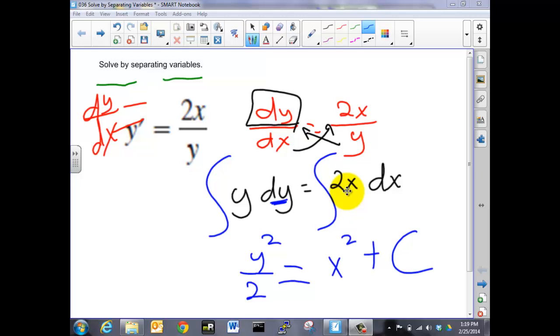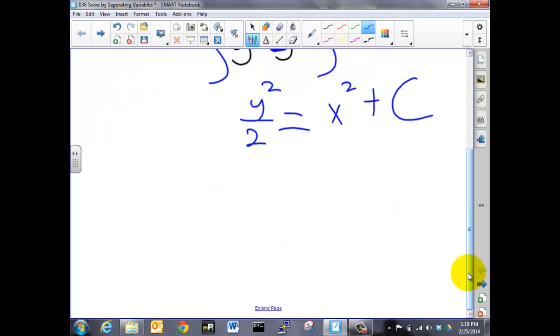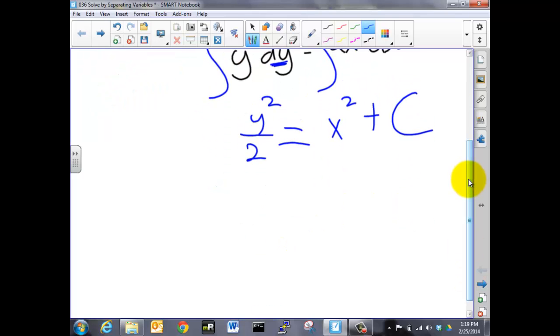It doesn't really matter. It's on one side or the other. Remember we talked yesterday, really technically we've got a plus c on each side, but then we can combine those c's together into one c. So as long as you put a c somewhere. Now, how could that be written with no fractions? Another way you would need to be able to recognize this answer is y squared equals 2x squared plus c.